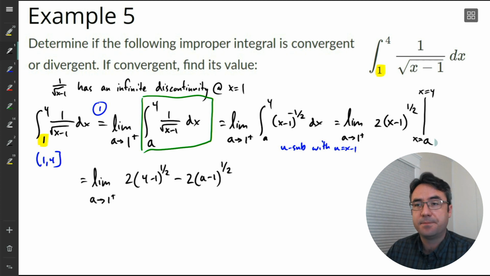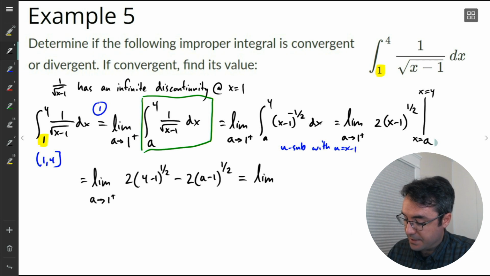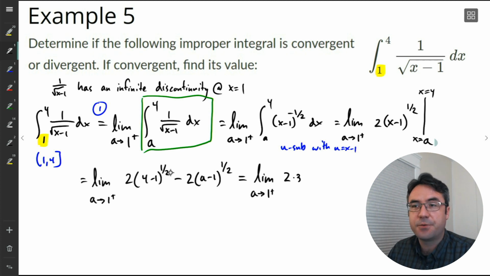Clean this up. Not too much to do. Maybe we do a little bit of work right here, just simplifying that down. So we have 2 times 3. And instead of 3 raised to the 1/2, let's just write that as square root 3.